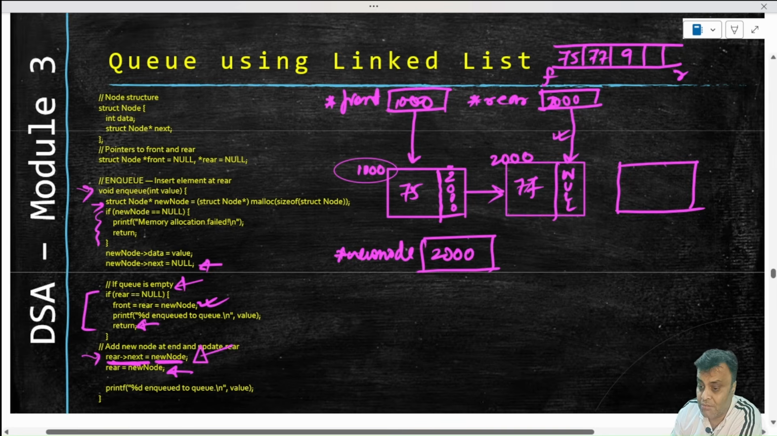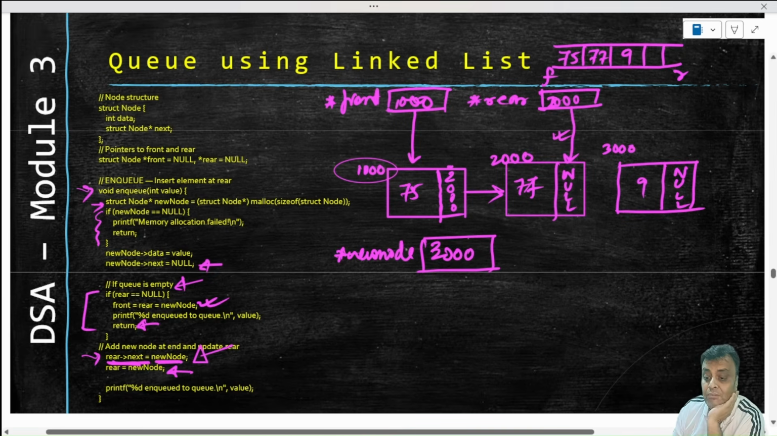We have another element which is 9. So if we have to enqueue 9, then we will create this memory. Malloc will happily create it for us. New node will start pointing to 3000, right? And this 3000 is this new node for us, which is 9, and we will have null. And then what will we do?